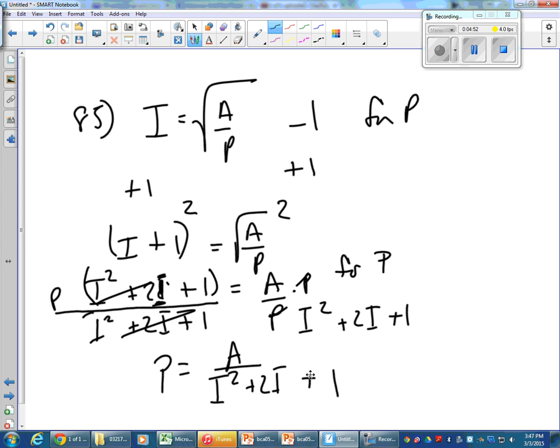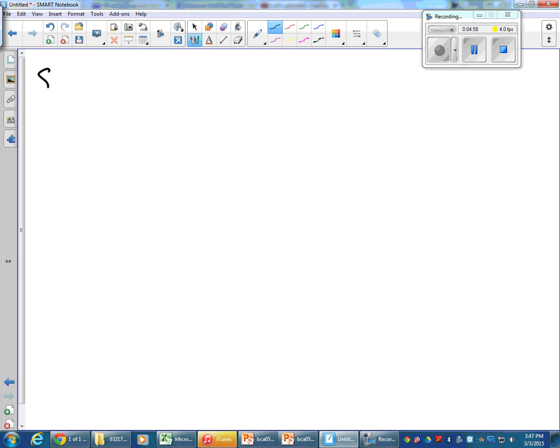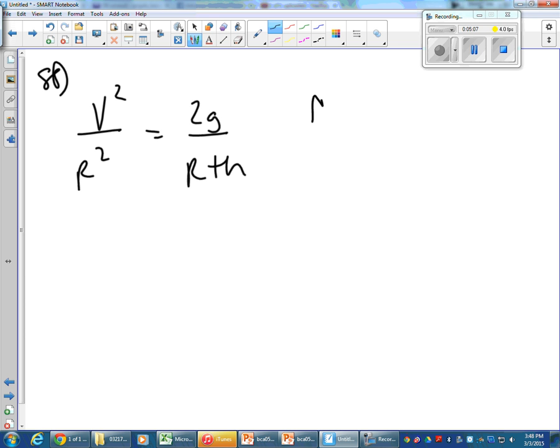So you just want to work them out like the other ones that you have seen. Take a look at 88. 88 is a velocity problem. V squared over r squared equals 2g over r plus h. And they want me to solve it for h.